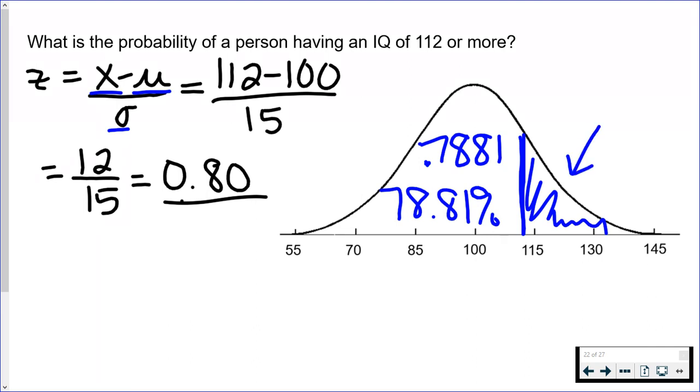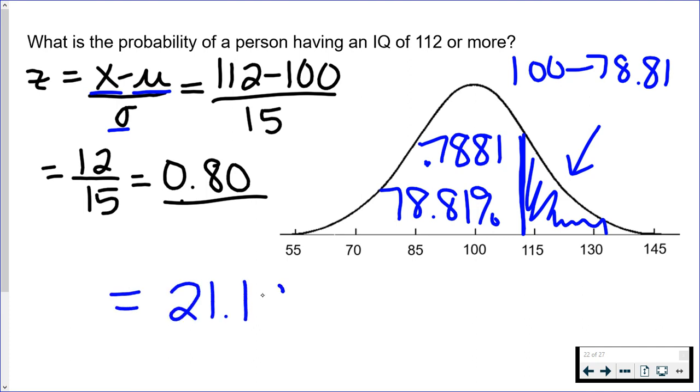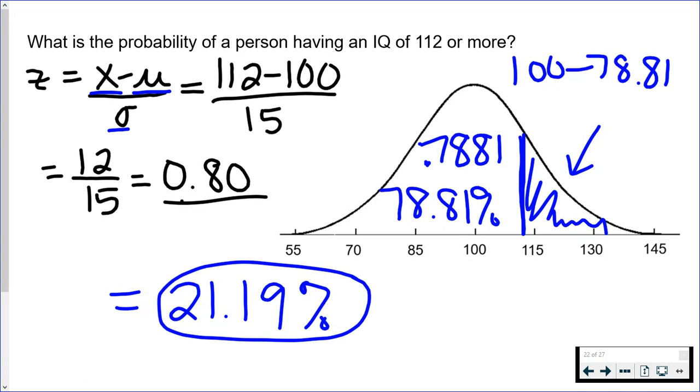So that's this section. Remember, the curve is 100% of the population. Everybody is represented in this curve somewhere. So if we know that this left-hand side is 78.81%, that means the shaded portion is 100 minus that 78.81%. So according to this normal curve, 21.19% of people have an IQ of 112 or more.